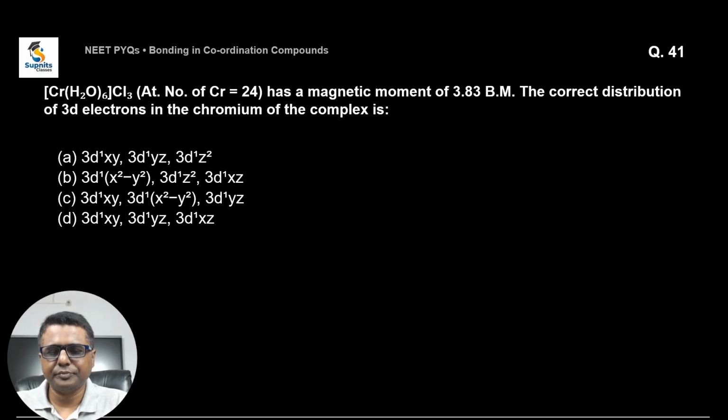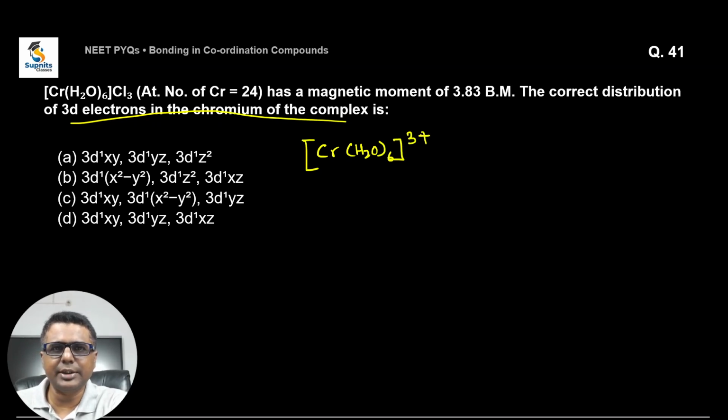Next question. Let us do this now. I hope you have done the last two homework on your own within this timeline. Here it is said what is the correct distribution of 3d electrons in chromium in this complex. Okay. So this is basically [Cr(H2O)6] 3 plus. If you see, this is the complex, right? So if this is the complex, then first of all I have to find out what is Cr3 plus. So Cr3 plus is 3d3.